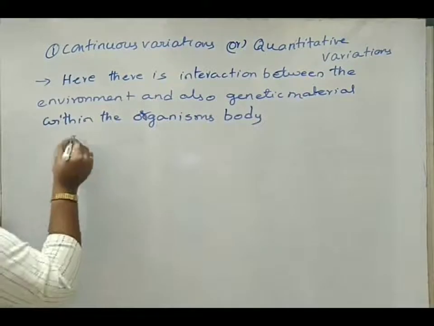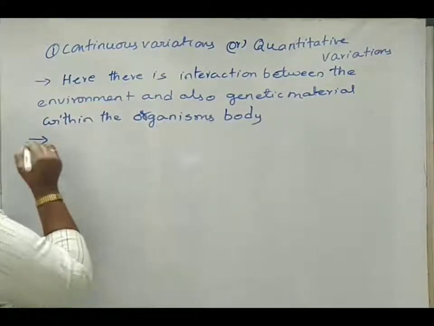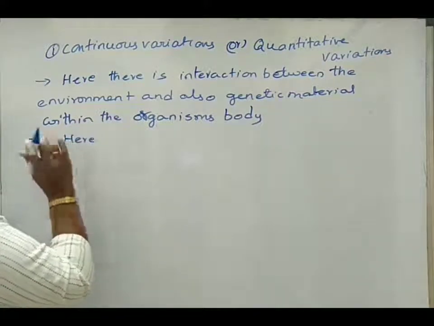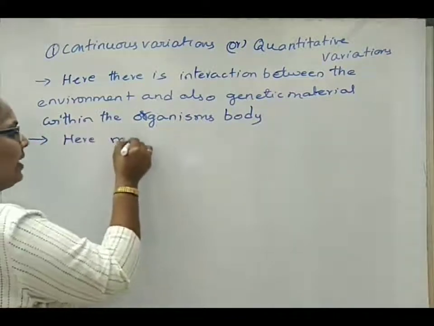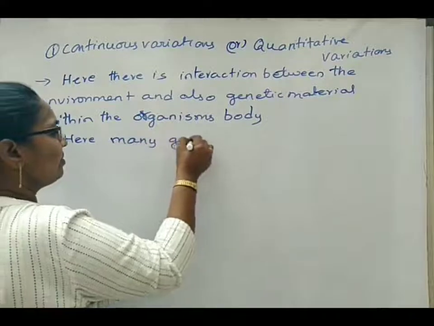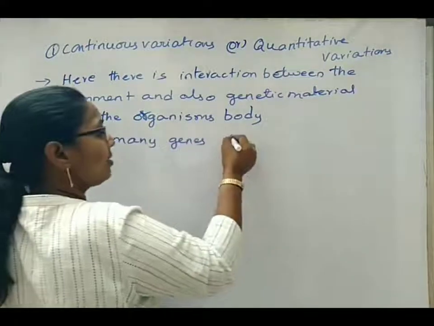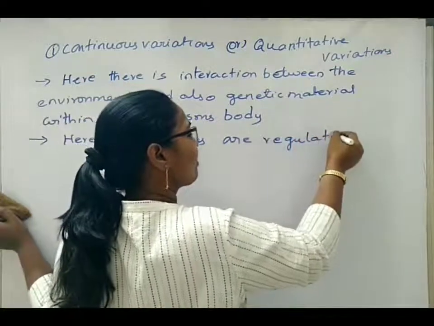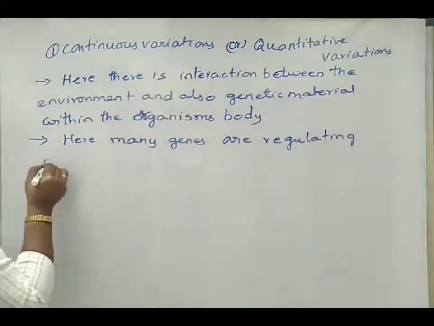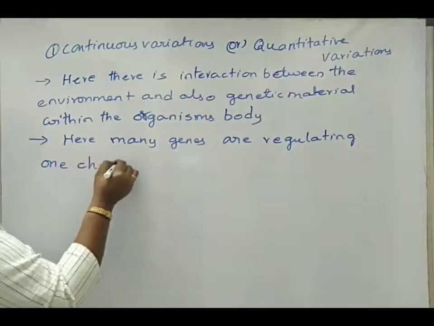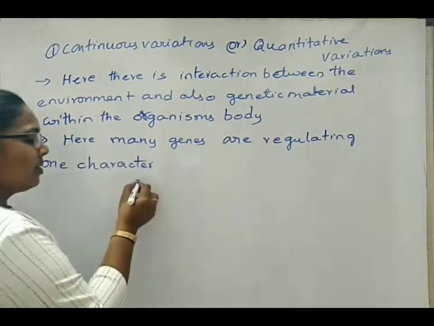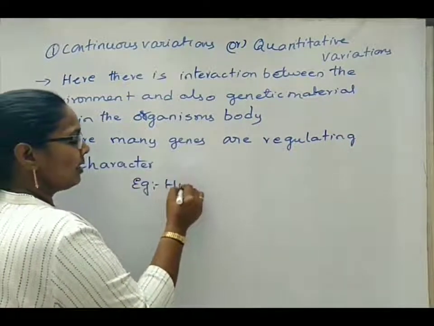Now, we can also write another important point here. Here, many genes are controlling or regulating one character. We already have a best example regarding human skin color. So, the example is human skin color.